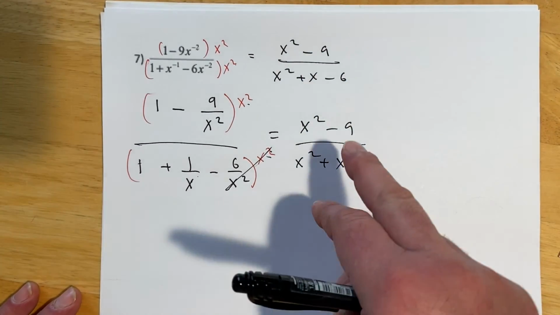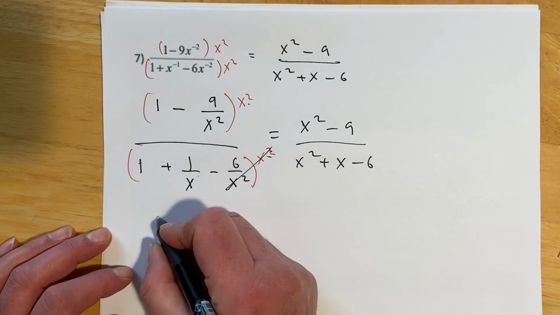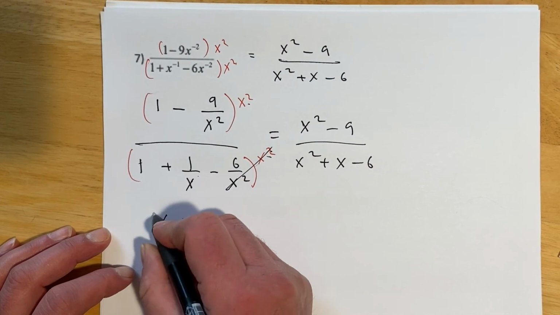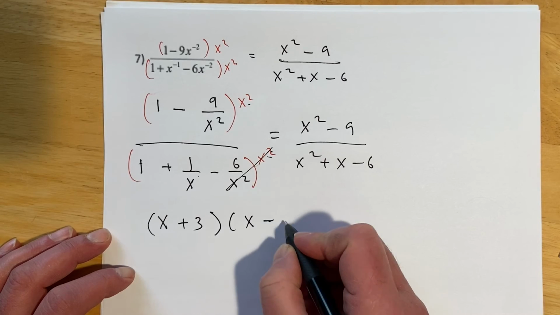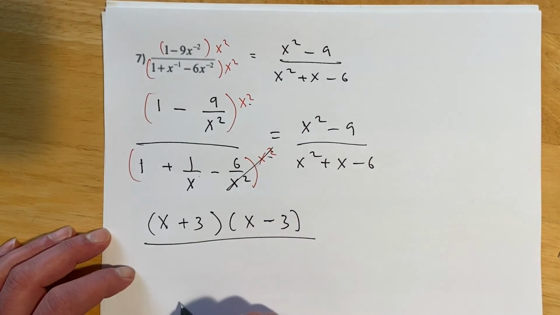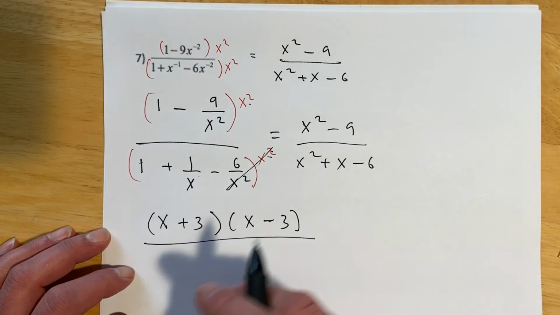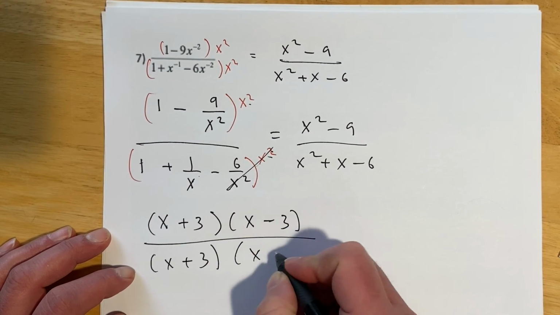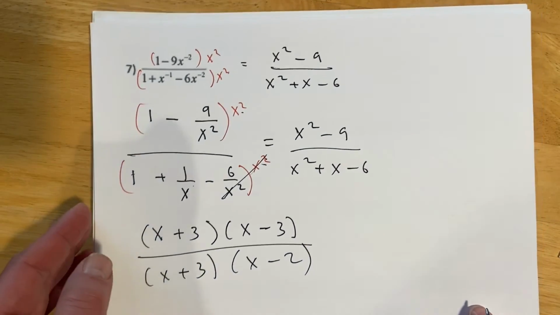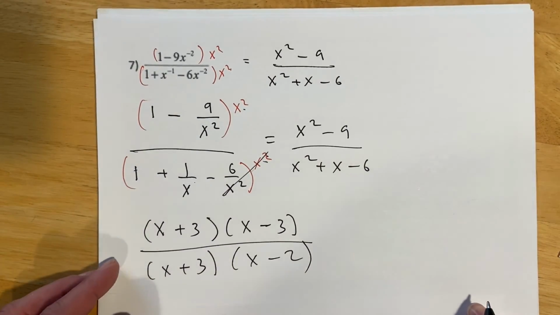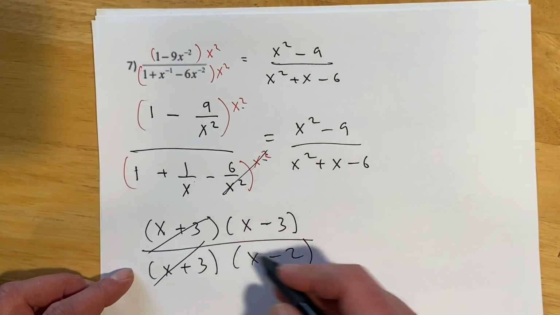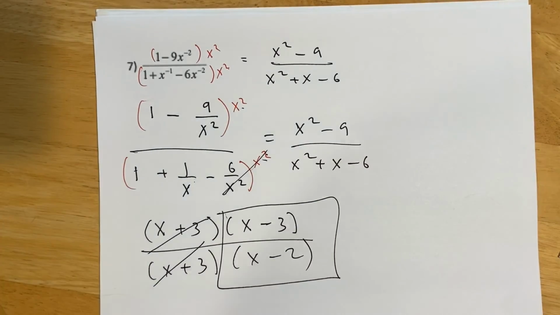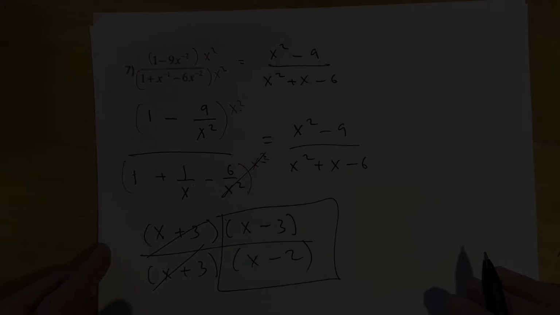We end up at the exact same spot, and either way we do need to factor, so x plus 3 and x minus 3. And let's see, multiplies to negative 6 and adds to be positive 1 will be x plus 3 and x minus 2. And we got plus 3's canceling, so that would be our solution.